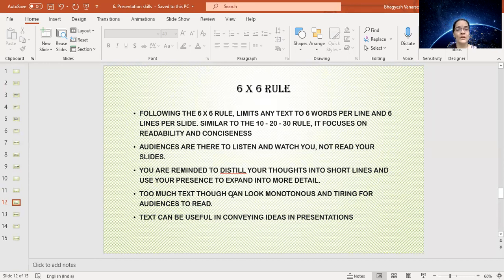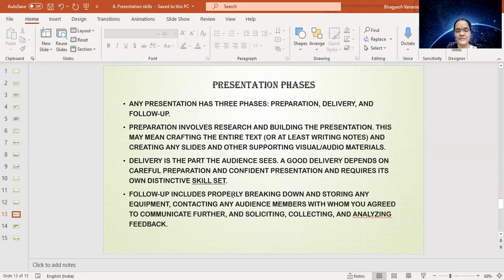Too much text, though, can look monotonous and tiring for the audience to read. Text can be useful in conveying your ideas. So the important text should be on the slide, whereas the remaining things could be in your mind to discuss. This was your 6 by 6 rule. Now we move on to the next part, that is presentation phases.